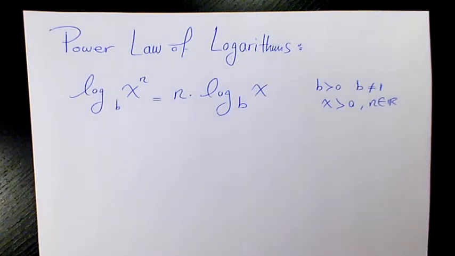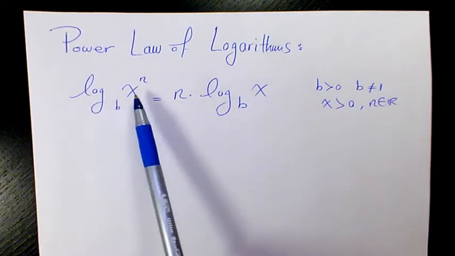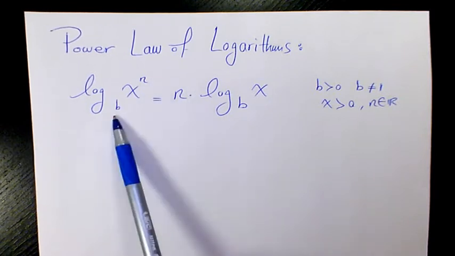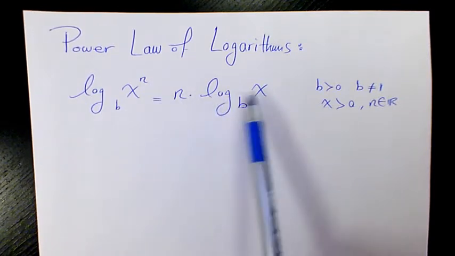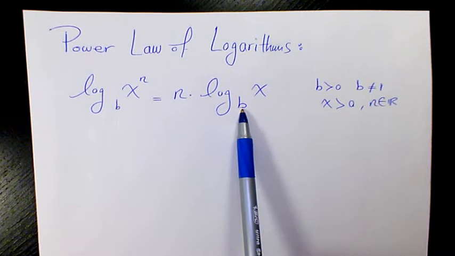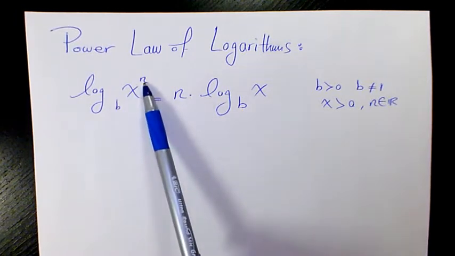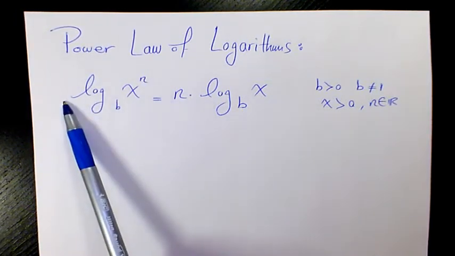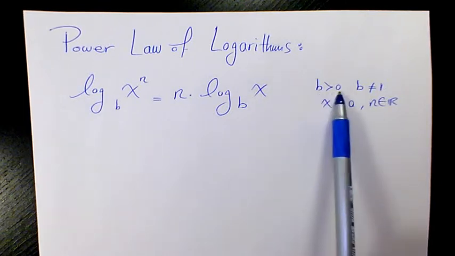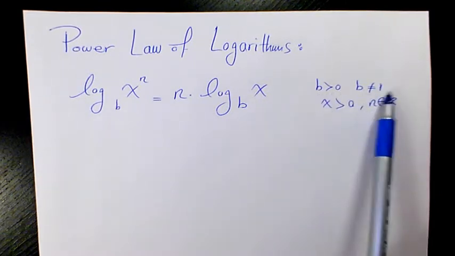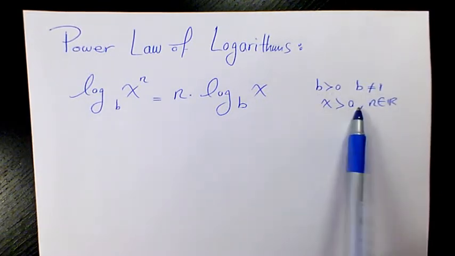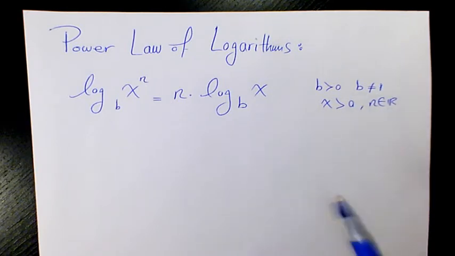Welcome to another video. In this video I want to talk about the power law of logarithms. The law here is log of x to the power of n base b equals n times log x base b, which means that this exponent I can write as a coefficient. When b is greater than 0, it cannot be 1, and x is greater than 0 and n is a real number. Let's see some examples.